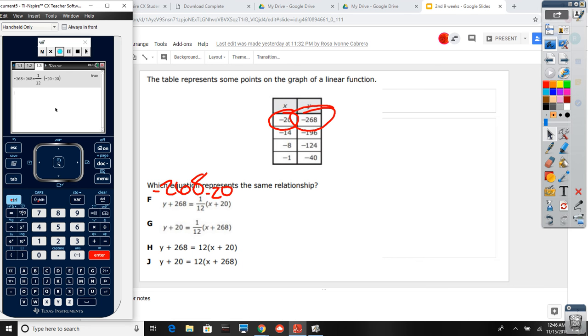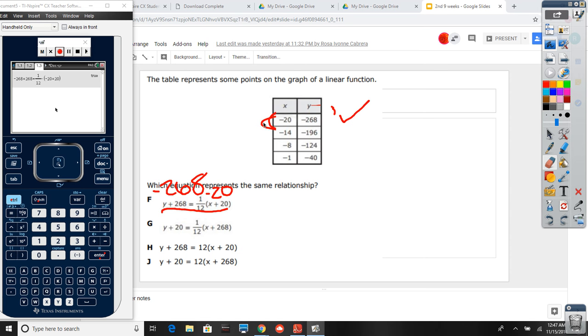And press enter, and it tells you it's true. How nice, right? So the first point works. That means this point is actually on the table of this equation. Okay, so now I need to try the next point though.